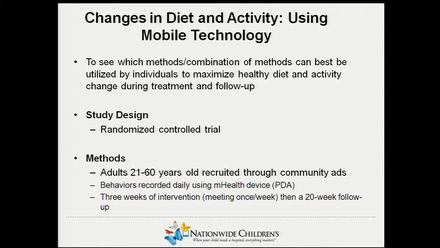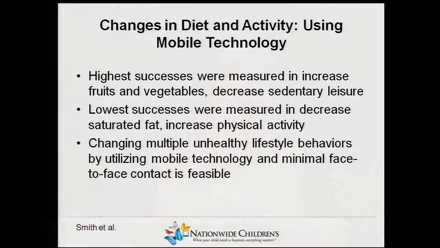They had a phone and a PDA, and they took pictures of their food. The whole goal was that they had 4 different behaviors they wanted them to change. And they wanted to figure out if we use mobile technology, which of those 4 would they be most likely to be successful in? What they found was that their highest success rates were measured in increase in fruits and vegetables and decrease in sedentary leisure behaviors. However, when they looked at whether they were able to decrease saturated fat or increase physical activity, this PDA mHealth program did not really help them do that.